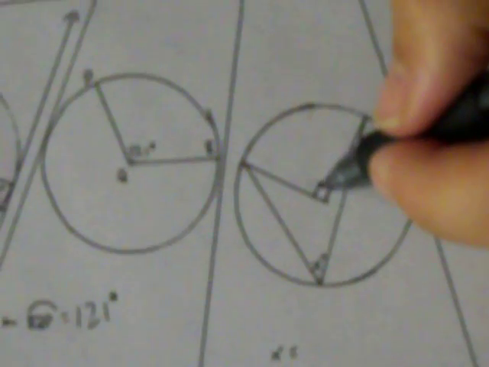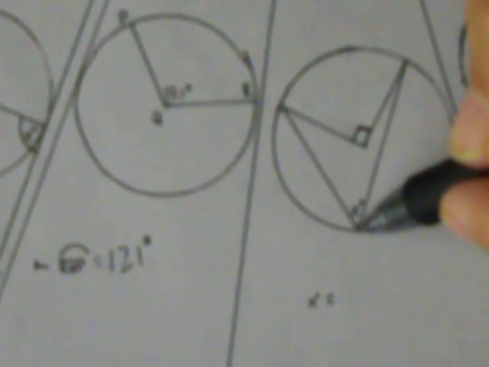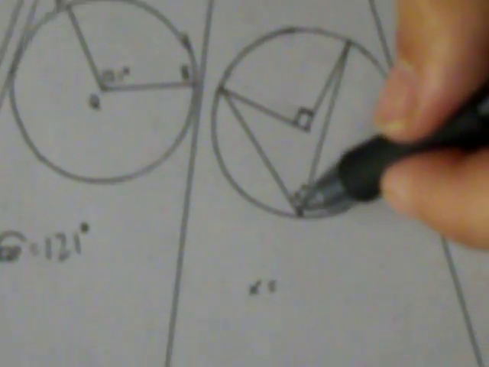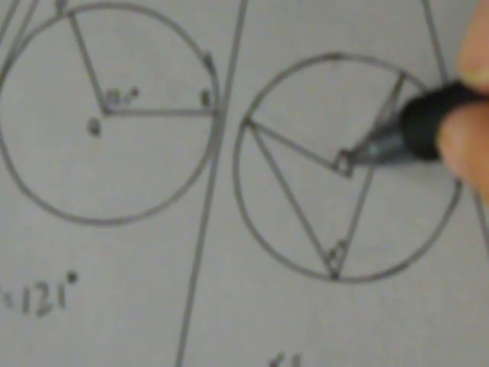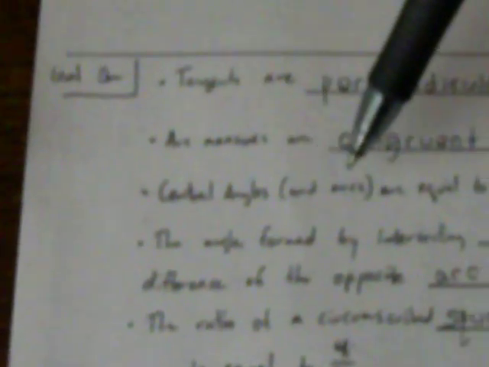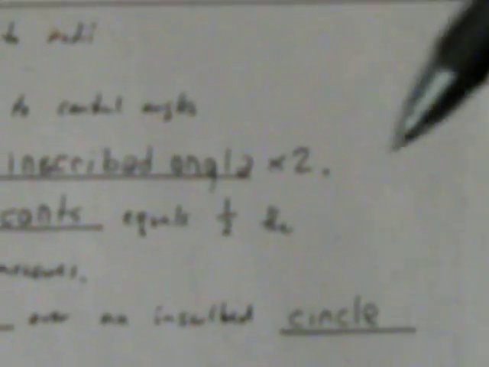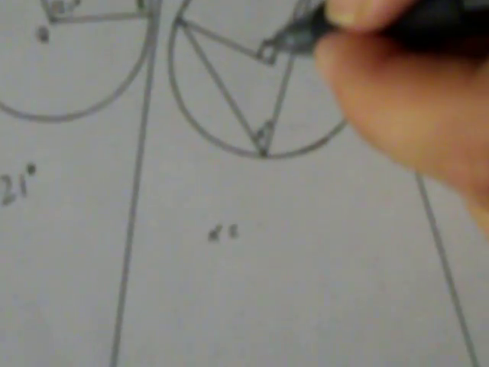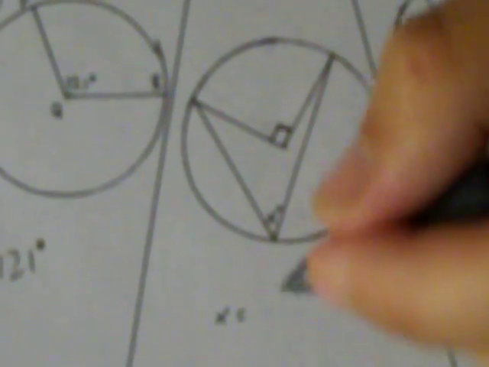So what we have here is we know the central angle and this other angle where the vertex is on the edge of the circle, and it doesn't matter where it is. As long as the vertex is on the edge of the circle and it uses the same endpoints as the central angle, then it is an inscribed angle. And the rule is that central angles and arcs are equal to inscribed angles times 2. So in the same way, if this is 90, then x is going to be exactly half of 90. So x is going to be 45 degrees.